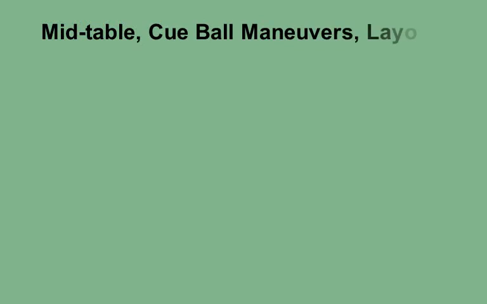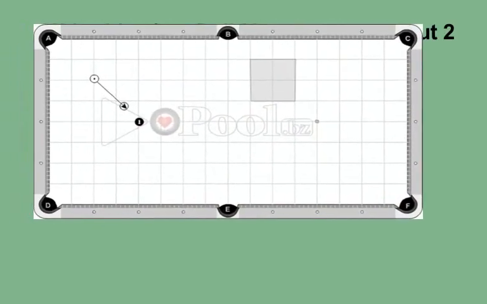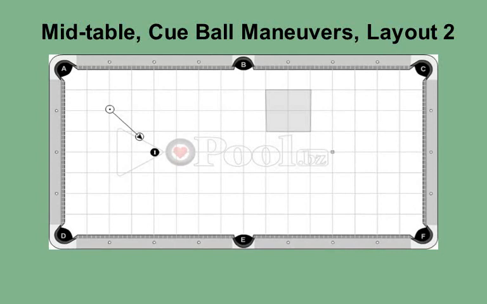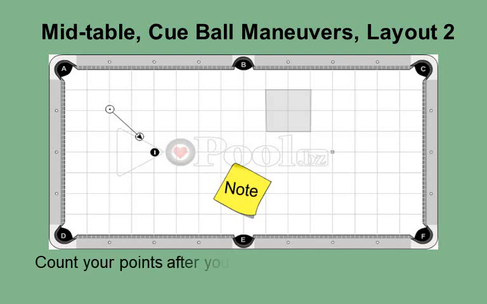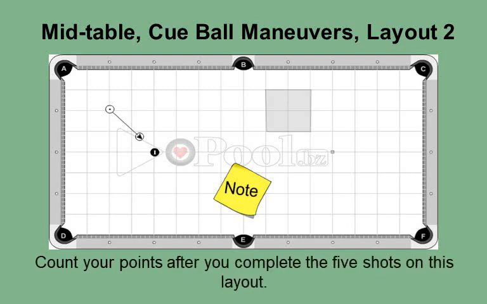This is the mid-table, cue ball maneuvers, test layout 2. Place the cue ball into position for this layout. You can carom off the object ball and then roll into the zone. Another option is to come off the left side of the object ball, go all the way up table, and come back down and roll into the zone. Please note, figure out how to get the cue ball to get to the zone, with 2 rails, and 3 rails. Experiment with what you can do. At the least, you can eliminate choices that are impossible. Count your points after you complete the 5 attempts for this layout.